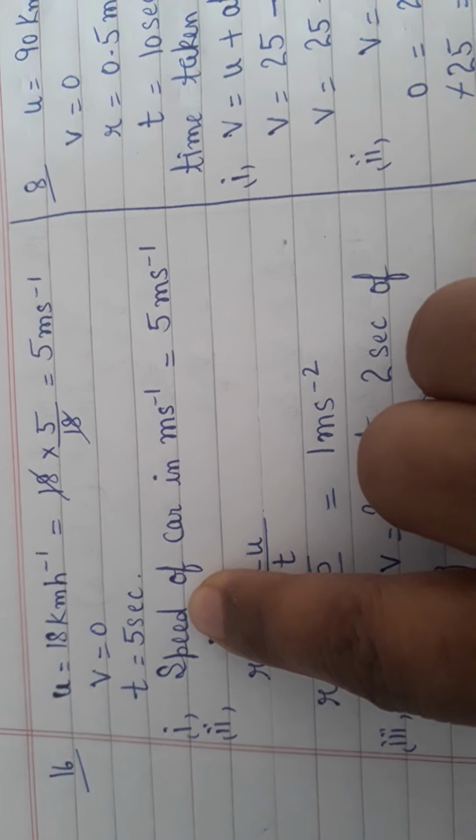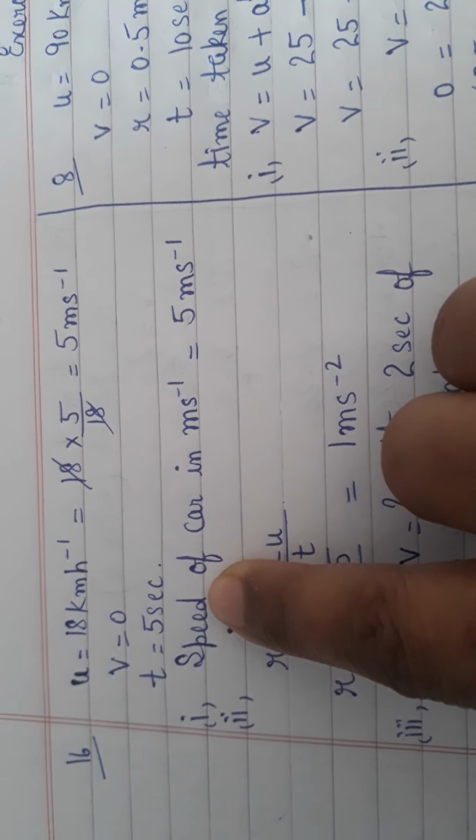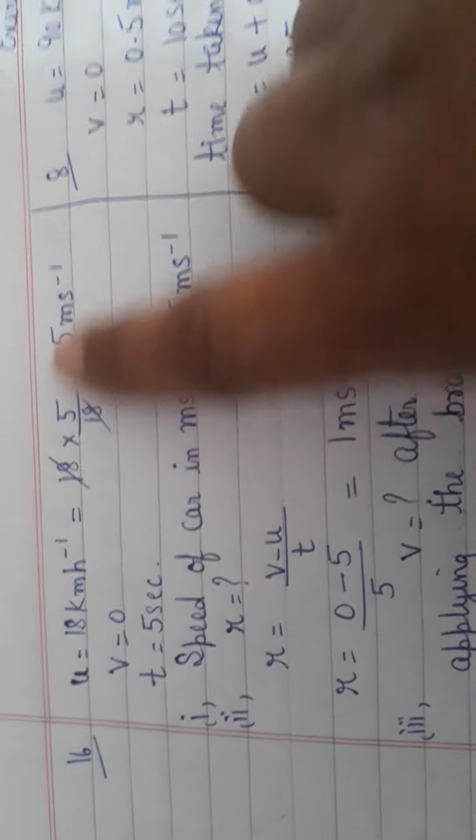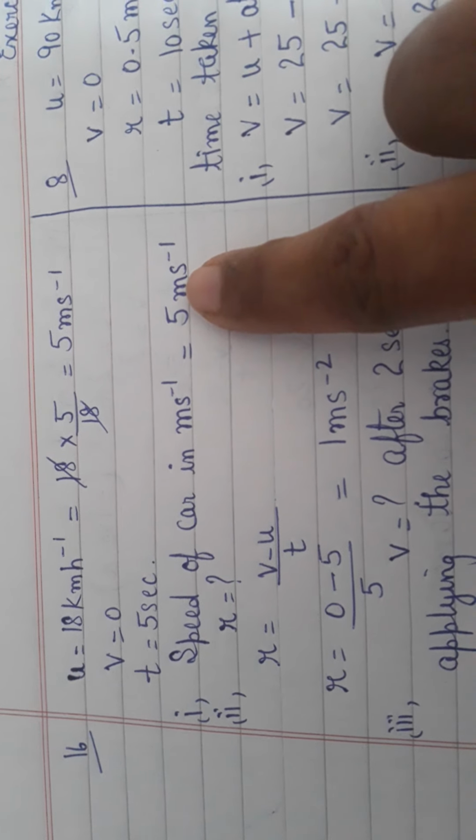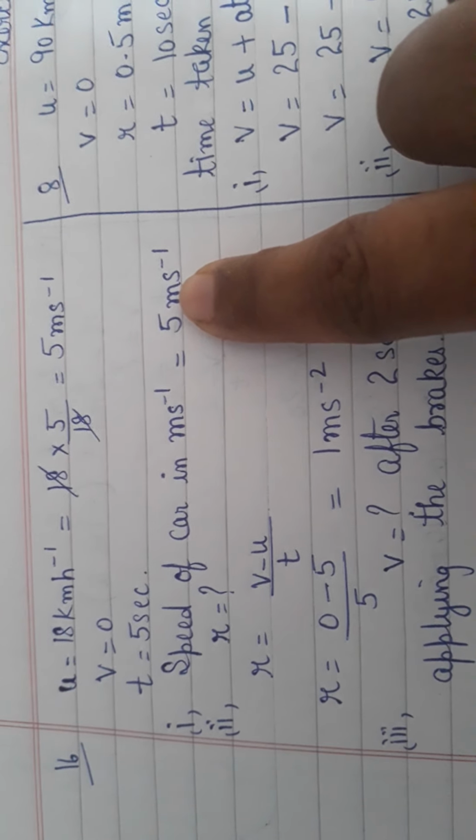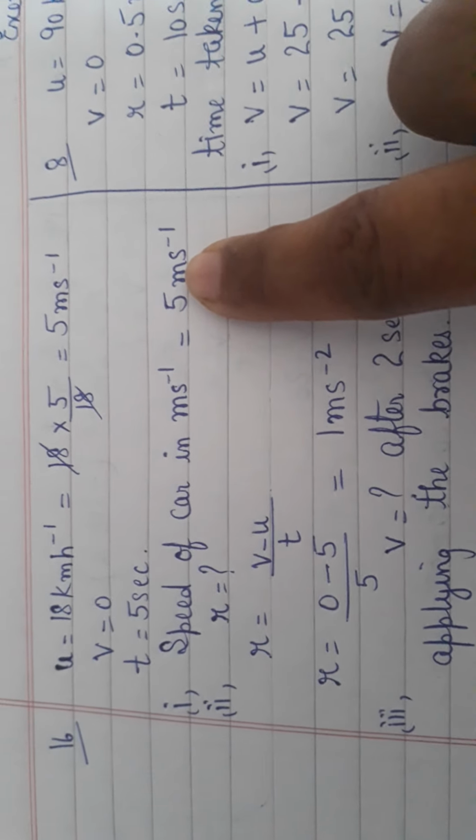The first part of the question is, they have told you to find out the speed in meters per second. Now, you know it is kilometers per hour. You have already found out the answer of the speed in meters per second. That is 5 meters per second. Okay, that's the first part of the question.